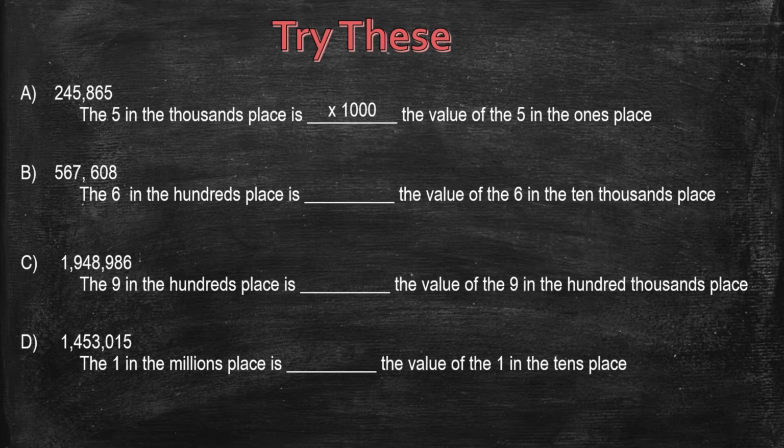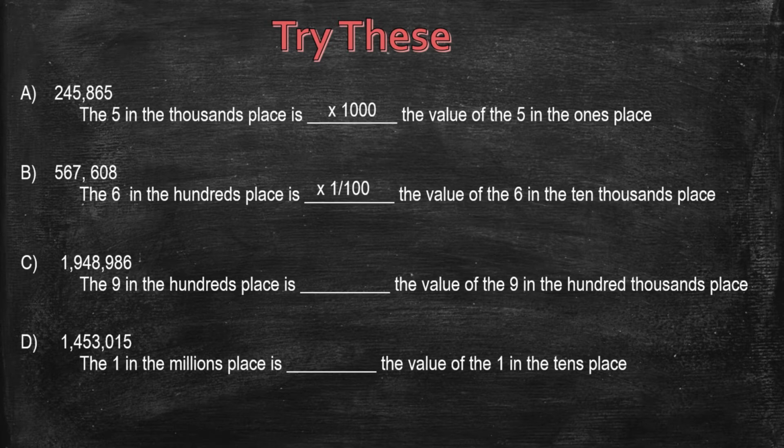Looking at B, 567,608. The 6 in the hundreds place is blank the value of the 6 in the 10,000s place. Well, the hundreds place is to the right of the place value of the 10,000s. So that means the 6 in the hundreds place is smaller than the 6 in the 10,000s place. But how many place values? Well, there's 2. Because it's smaller, it's going to be written as a fraction, giving us 1/100th the value.